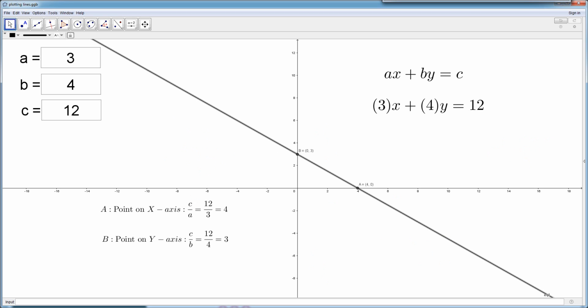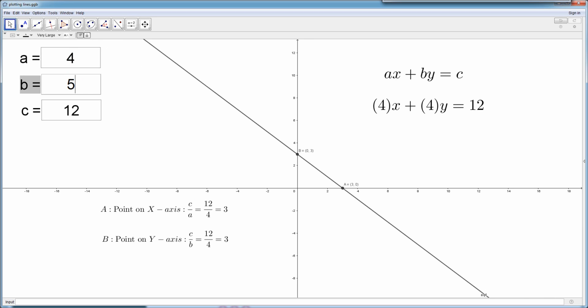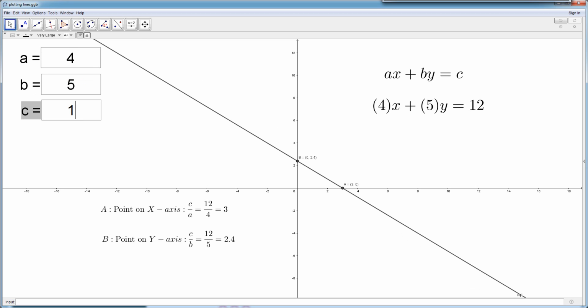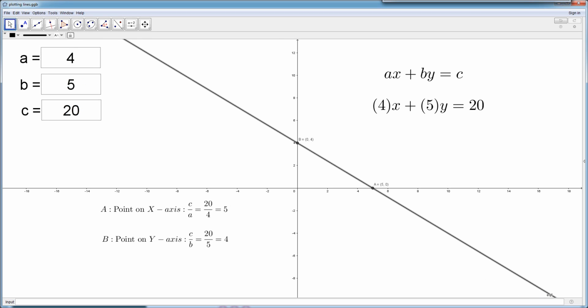of a straight line. Say A we take as 4, B we take as 5, and C we take as 20. Again we need 2 points to draw a line. Here, what is the equation of the line? The equation of the line is ax plus by is equal to c. The value of a is 4, the value of b is 5, and the value of c is 20. So 4, 5, 20. The point on the x-axis we have to find.